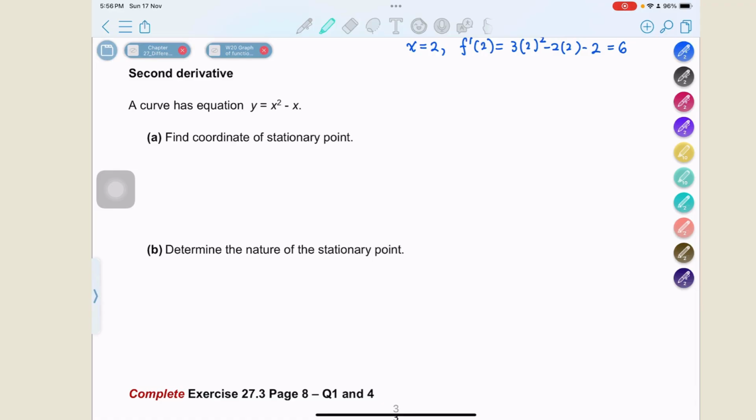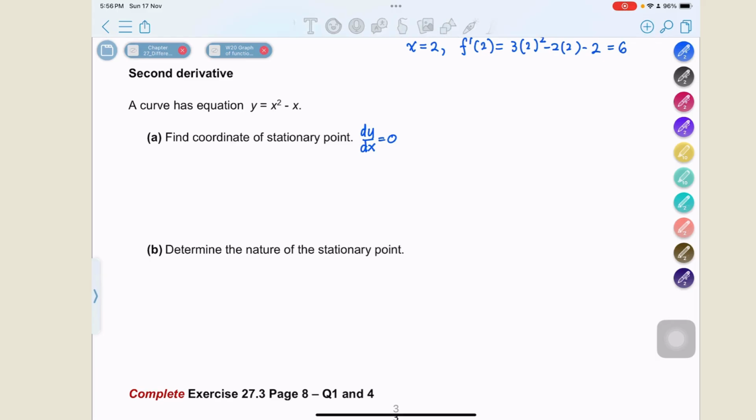Okay, let's look at the question now. In this question, they say the curve has the equation y equals x squared minus x. Perhaps you need to take out your personal notes and jot down this question. First of all, they ask you to find the stationary point. Before finding the stationary point, we know that if there is a stationary point, you need to work out the gradient, where the gradient of the curve always equals 0.